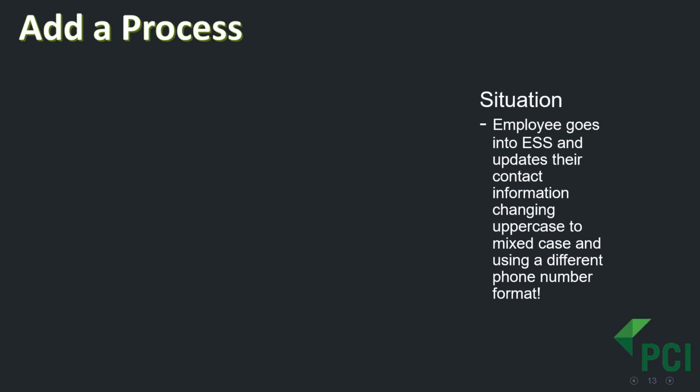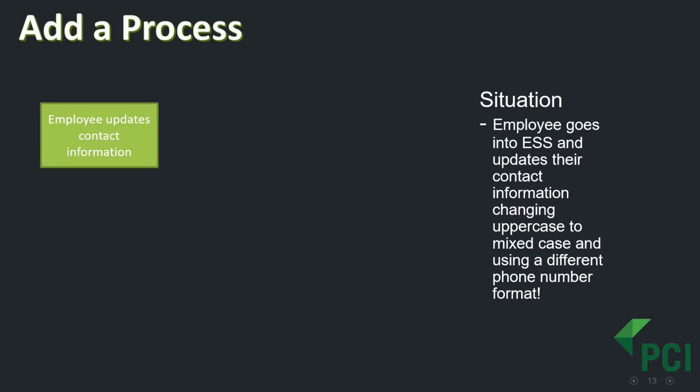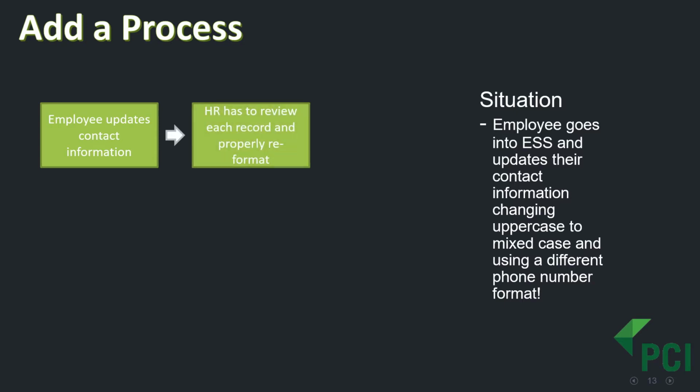Let's look at extending a process. The situation: an employee goes into ESS and updates their contact information. They may just change it from uppercase to mixed case because they think it looks better. Then they enter a phone number that's not in the standardized format that you use for the company. You're going to need to have an HR representative go in and review each changed record and then correct it as necessary, either changing the mixed case back to uppercase or reformatting the phone number if that is incorrect.